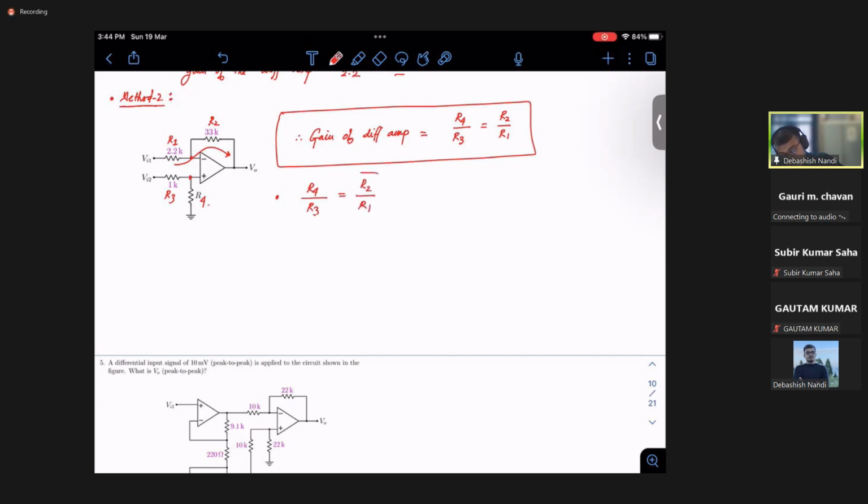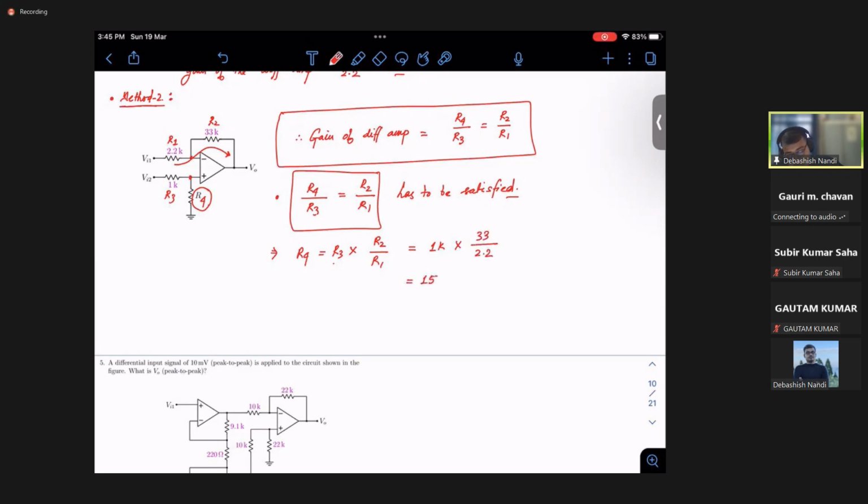So you see, you have 33. What did I need to find out? I needed to find out this R4, right? So your R4 would be nothing but R3 into R2 over R1, right? So what was your R3? Your R3 was 1K into what is your R2 by R1? It is nothing but 32 over 2.2. So it will come out to be 15. Okay. So this is a simple method to find out for ideal difference amplifier circuits.